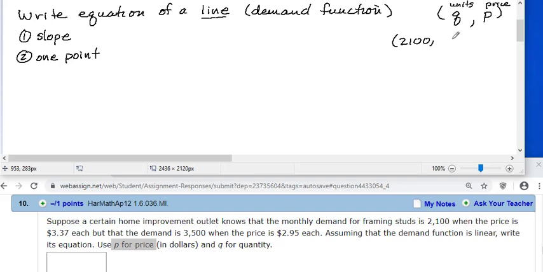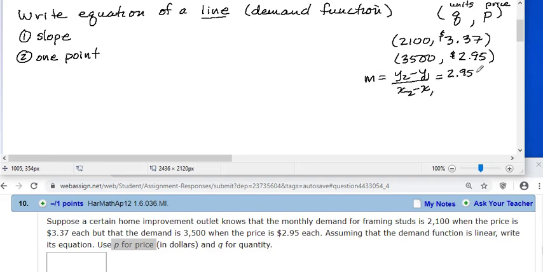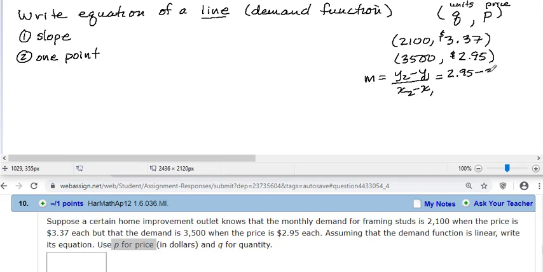2,100 is a quantity when the price is 337, and then 3,500 quantity when the price drops to $295. Okay, with those 2 points, I can create a slope. Y2 would be 295 minus Y1 is 337 over X2, 3,500 minus X1, 2,100. Negative 42 in the numerator over 1400.